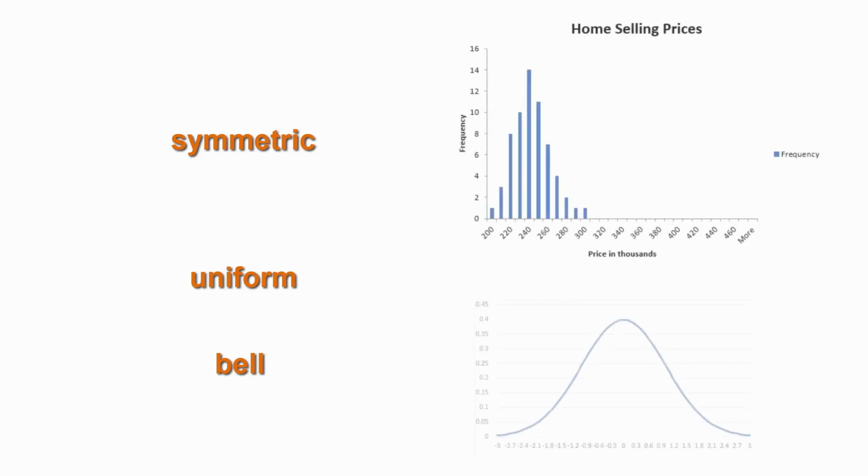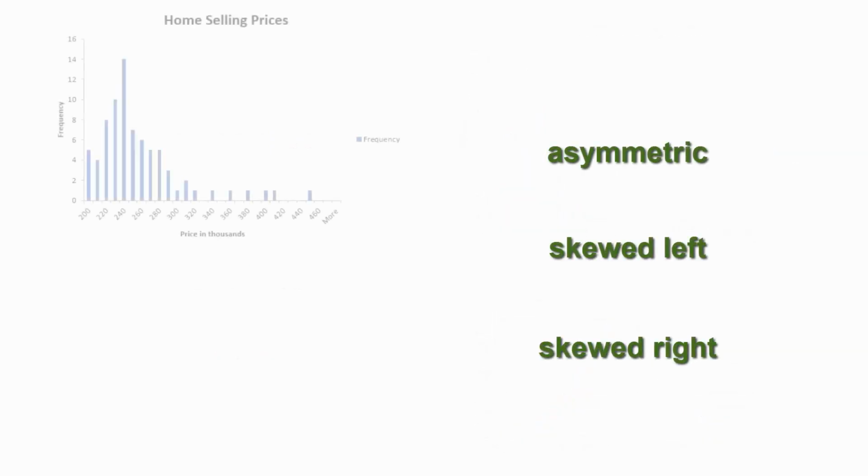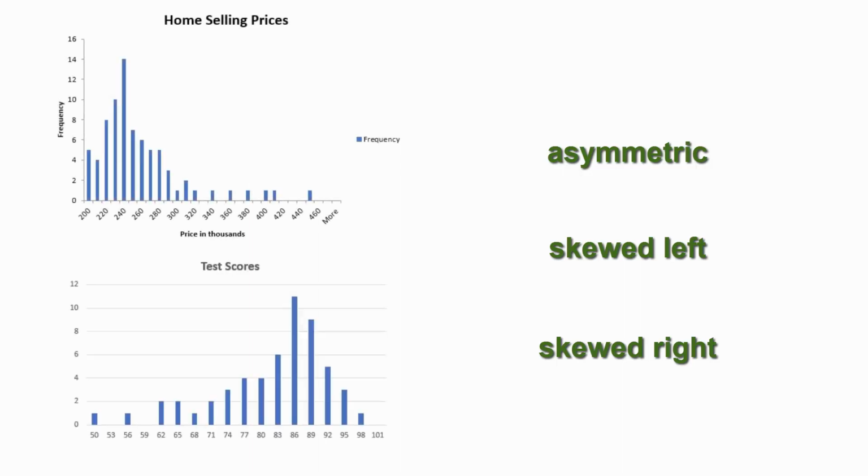It is the bell shape. It can be discrete or it can be continuous. The primary asymmetric shapes are skewed left or skewed right. If the data tapers off to the right, it is skewed to the right. If it is skewed left, the extreme scores are spread out to the left.